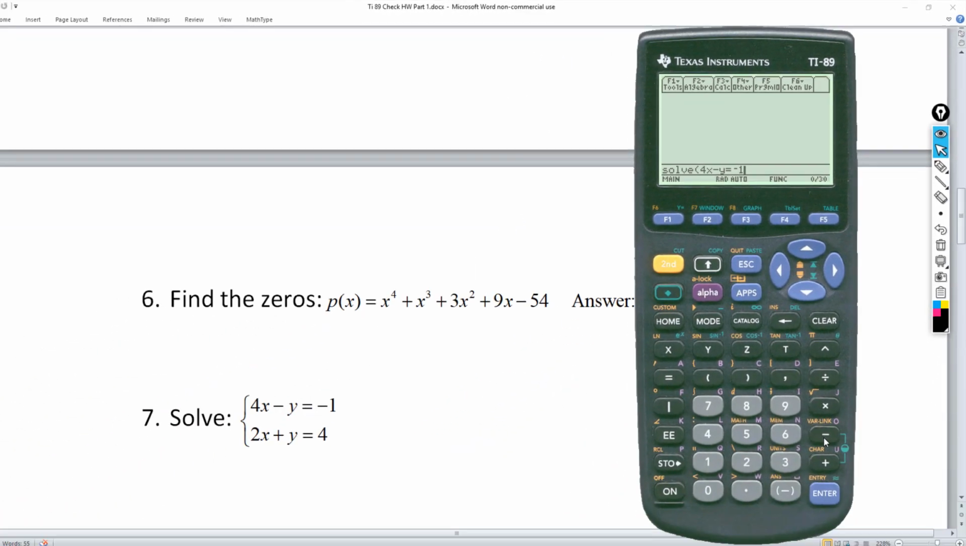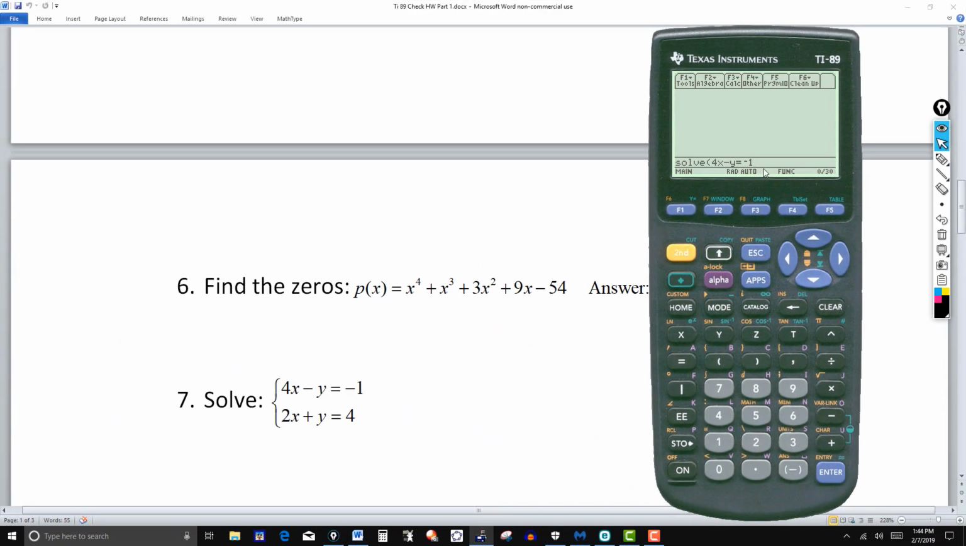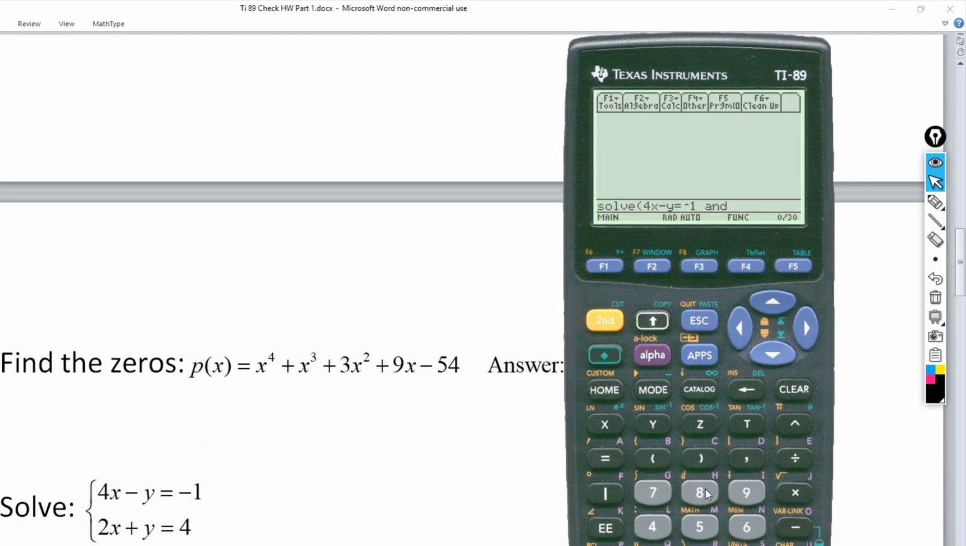So let's go to second, and then number 5 is math here, number 8, and then number 8 is "and", so 8. Okay, and then into the next equation. So this would be 2x plus y equals 4. And then a comma.